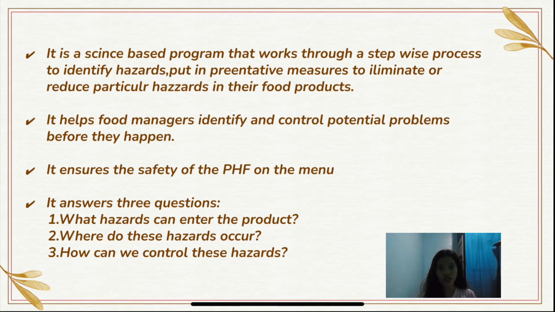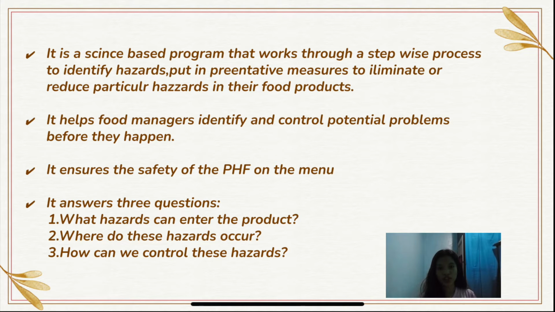It also answers the questions, what hazards can enter the food and where do these hazards occur? And lastly, how can we control or eliminate these hazards? So, meaning to say, ang HACCP system prioritize and control yung mga hazards or bacteria na maaaring ma-adapt or makuha ng ating mga pagkain or in the food production.